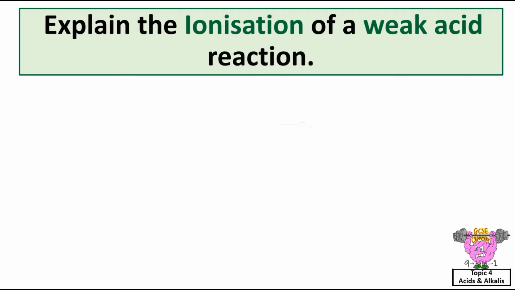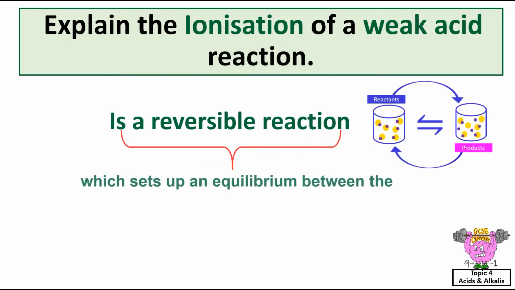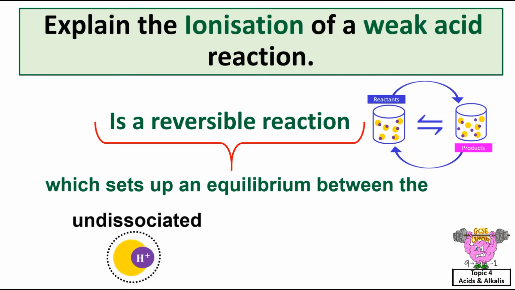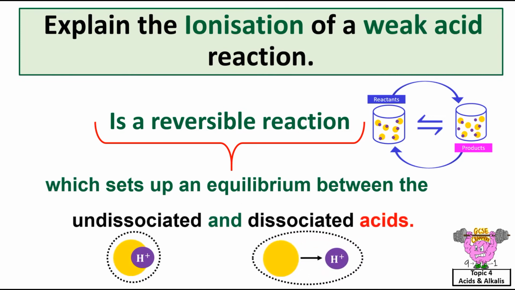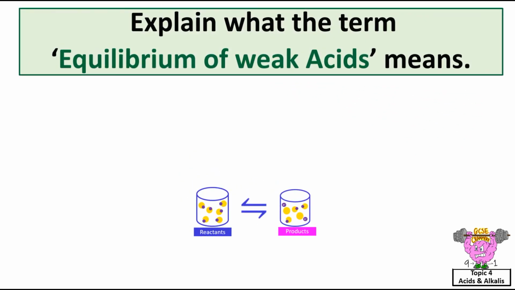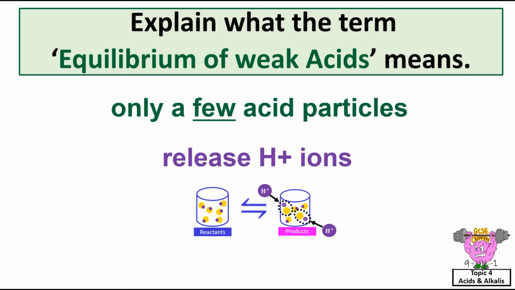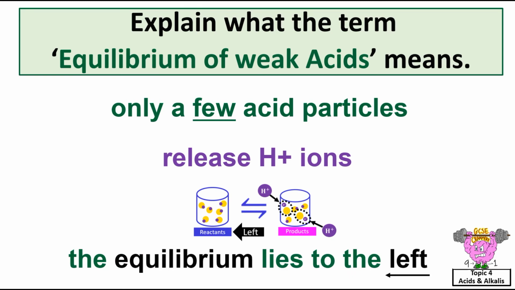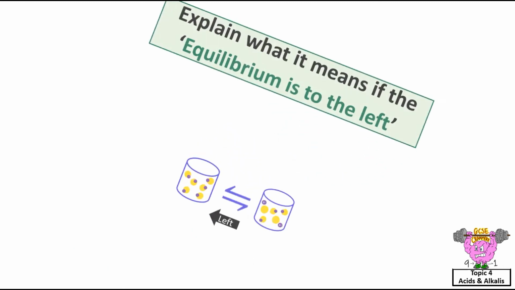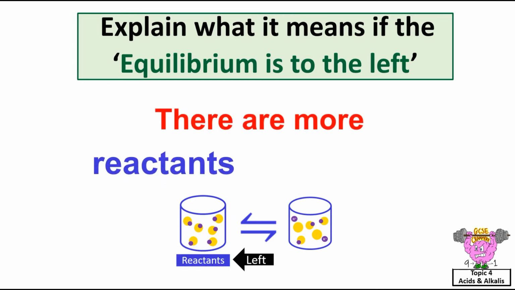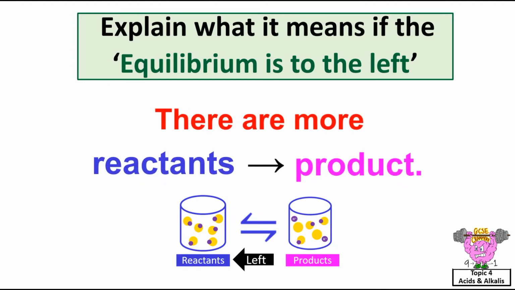Explain the ionization of a weak acid reaction. A weak acid is a reversible reaction which sets up an equilibrium between the undissociated and dissociated acids. Explain what the term equilibrium of weak acids means. Only a few acid particles release H plus ions, and so the equilibrium lies to the left. Explain what it means if the equilibrium is to the left. There are more reactants than products made.